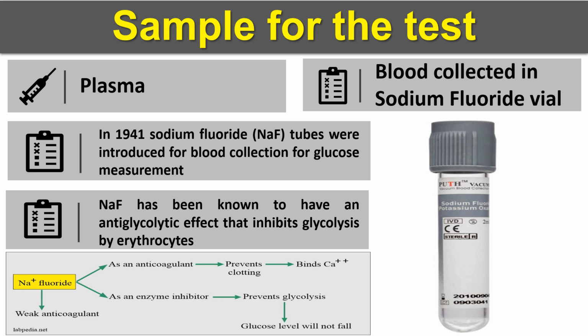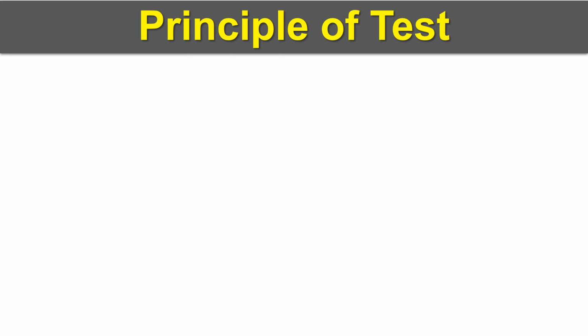This is the anti-glycolytic nature. Sodium fluoride also works as an anticoagulant: it binds with calcium, and when calcium, which is required for blood clotting, is not available, the blood will not clot. So sodium fluoride works as both an anticoagulant and an anti-glycolytic agent.